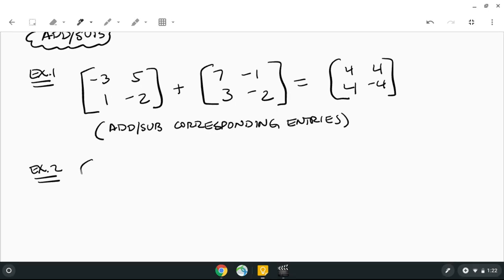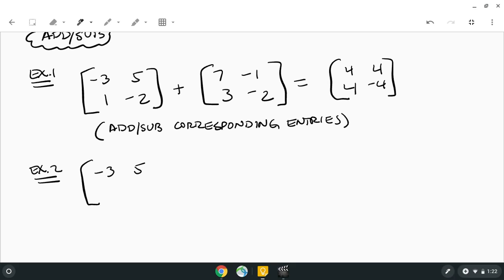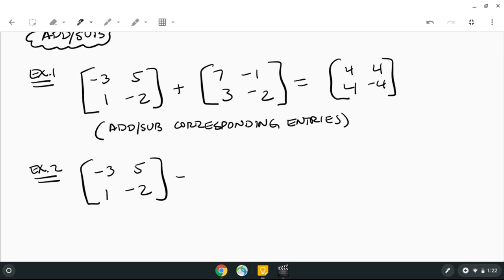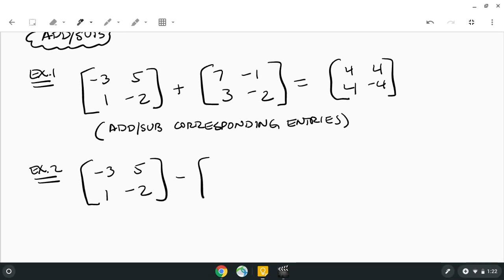Suppose that I have this one here, negative 3, 5, 1, negative 2, and now we're going to subtract 7, negative 1, 3, negative 2. Why don't you go ahead and try this one, hit the pause button and give it a go, and then come back and check your answer with mine.